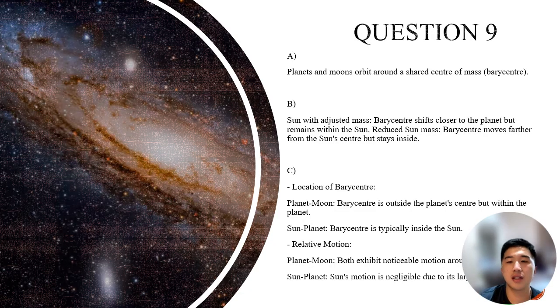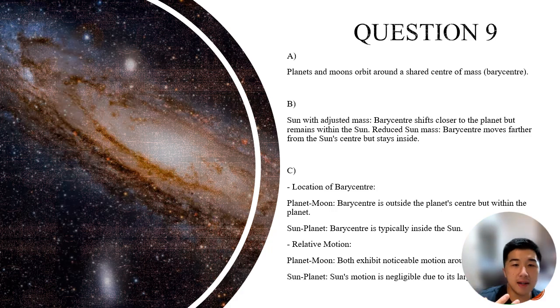Okay, next is the answer to question 9a. Do the planet and moon orbit a shared center of mass called the barycenter? For a planet-moon system, the barycenter is closer to the planet due to its larger mass. For question B, in the Earth-Sun system, the barycenter lies within the sun because its mass is overwhelmingly larger. When the sun's mass is reduced or the planet's mass increases, the barycenter shifts slightly but remains within the sun.